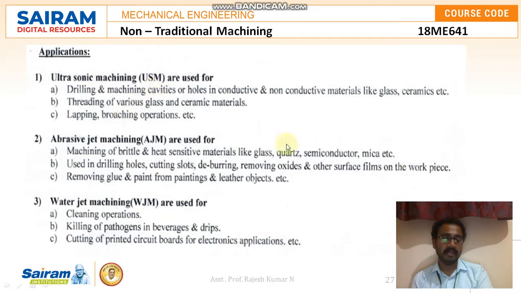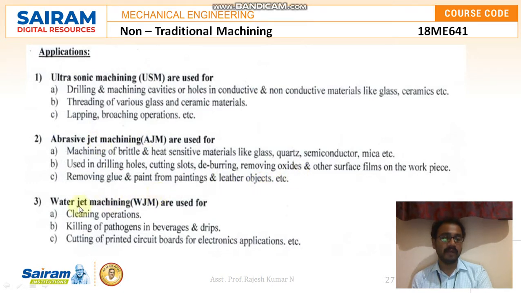And moving to the second major process, the abrasive jet machining process, which is mainly used for machining brittle and heat sensitive materials like glass, quartz, semiconductors, mica, etc. It is also used in drilling holes, cutting slots, deburring, removing oxides and other surface films on the workpiece, and removing glue and paint from paintings and leather objects. You can see that very complicated and very rare processes can be easily done in the abrasive jet machining process.